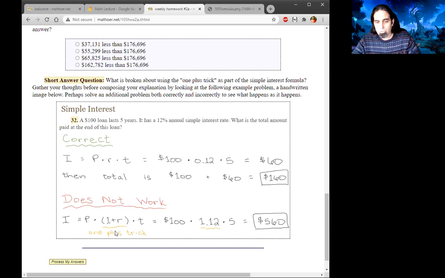that's the underlined yellow stuff on the bottom left, that would change the 0.12 to a 1.2. That's the yellow underlined stuff on the bottom middle. And my answer gets way too huge. Instead of 160, I get 560. So why am I off by so much? Where does the extra 400 come from?